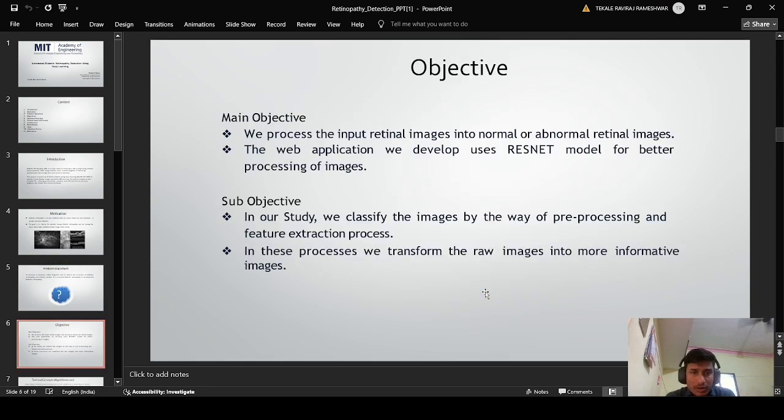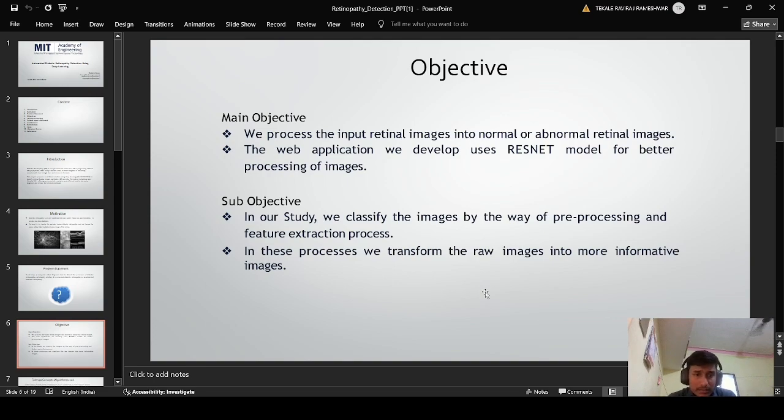The main objective of our project is that we want to take an image of the person's retina and classify it as either normal or abnormal. To do this, we use a powerful deep learning model called ResNet 152. It is a pre-trained model of CNN. This model is very good at recognizing patterns in images.